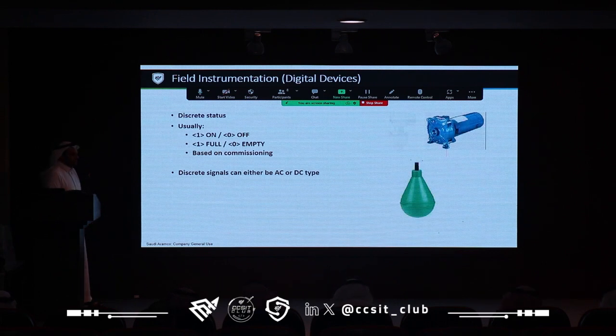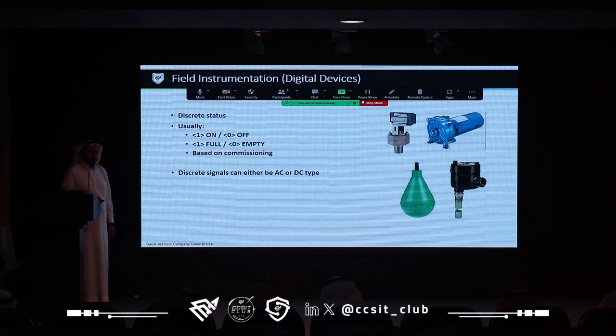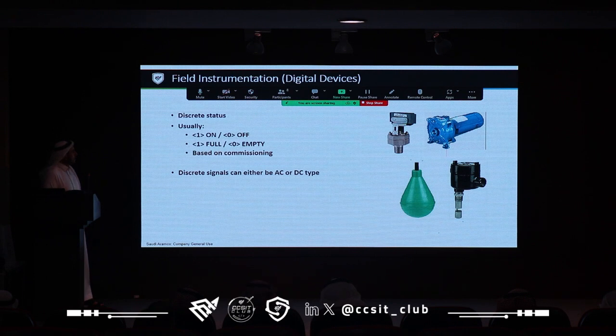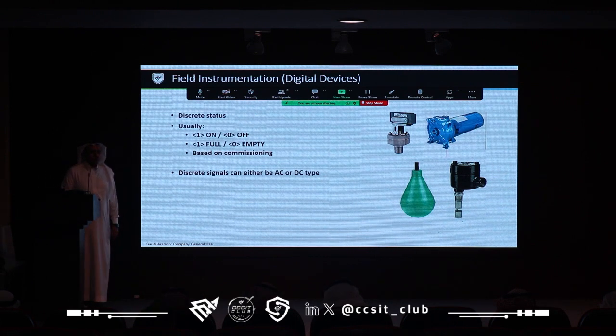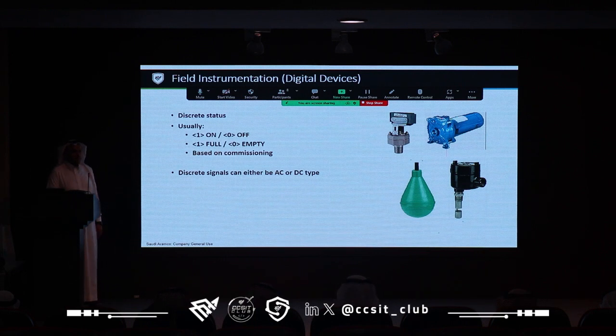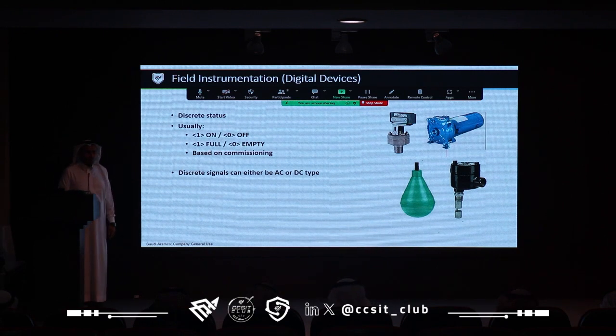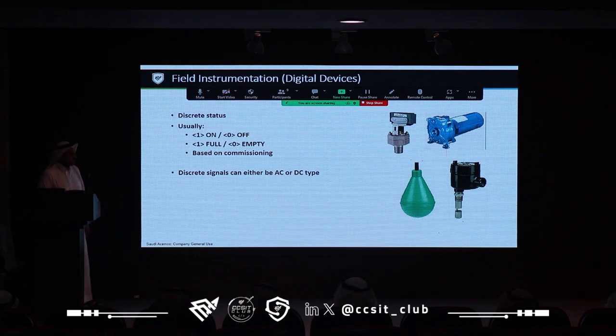If you look at the digital devices, it's different. It is like on and off. You can get the status of the machine or get the function of the machine. You can make it on or off, or empty or full. This type of digital device can be used to control and monitor this type of function.